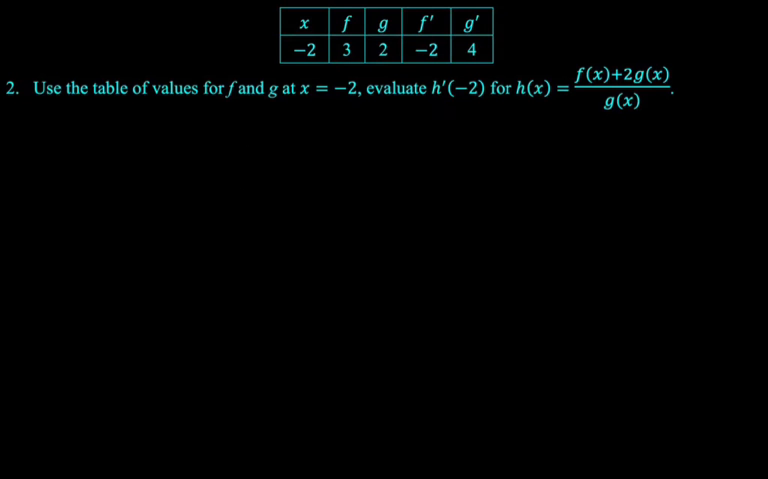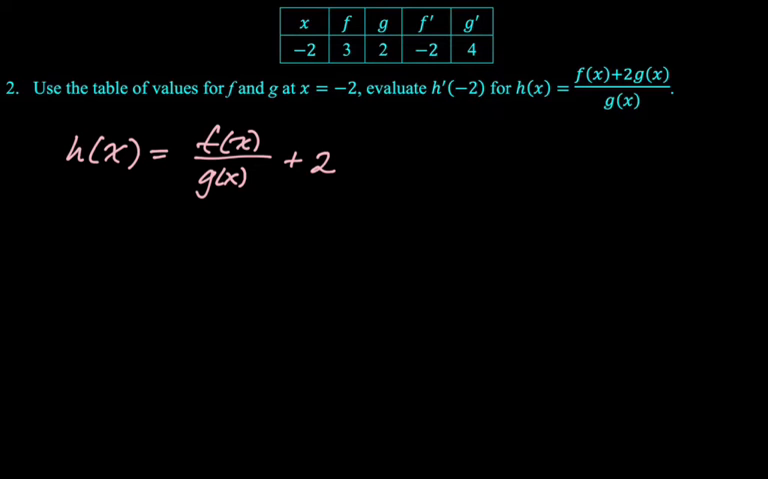All right, next up. Use the table of values for f and g at x equals -2 to evaluate h prime of -2 for h of x equals f of x plus 2g of x all over g of x. Okay, so we could dive right in and use the quotient rule on this, but I actually think it's a little bit easier if we separate it because you'll notice you have 2g of x divided by g of x. So I'm going to rewrite this as h of x is actually f of x over g of x and then just plus 2. What's nice about that is the derivative of 2 is 0, so that'll be gone.